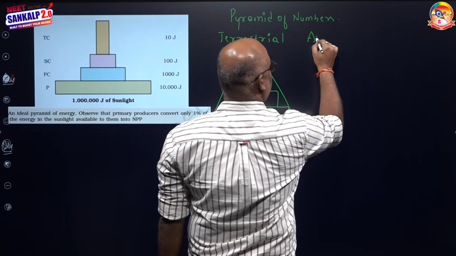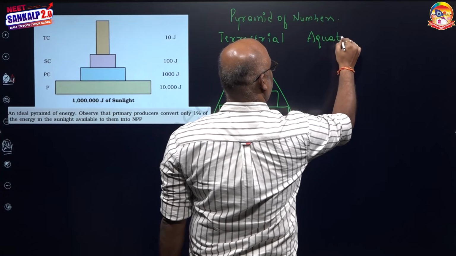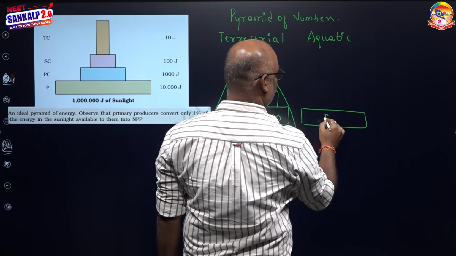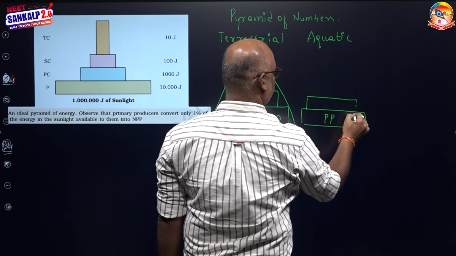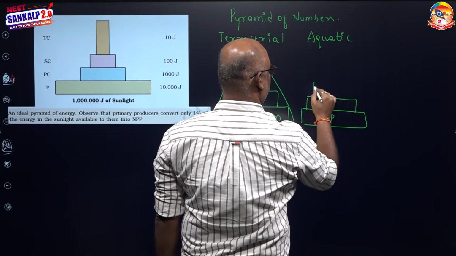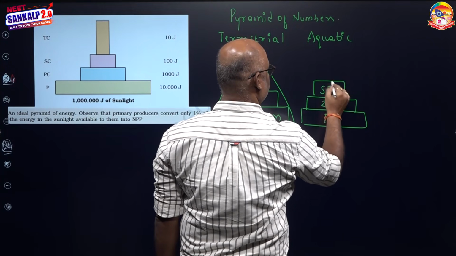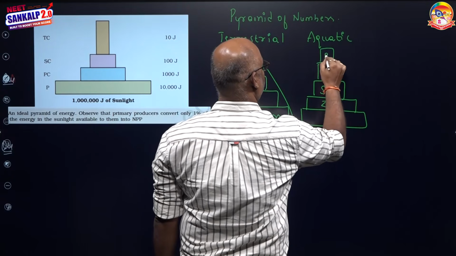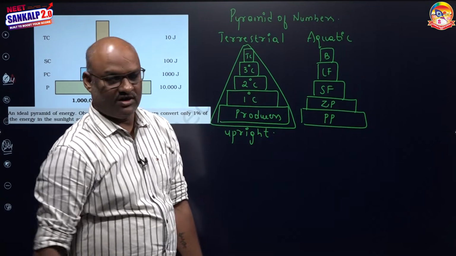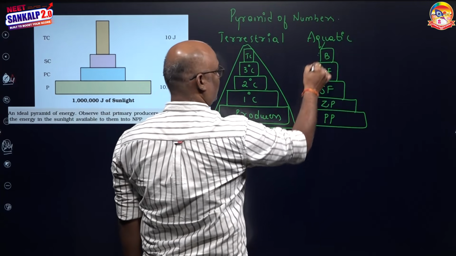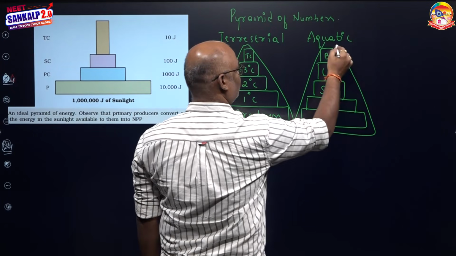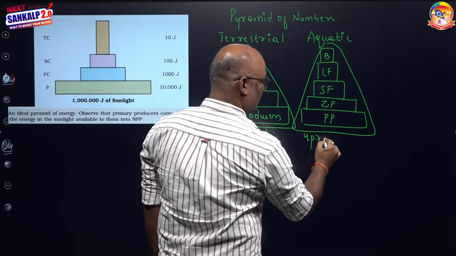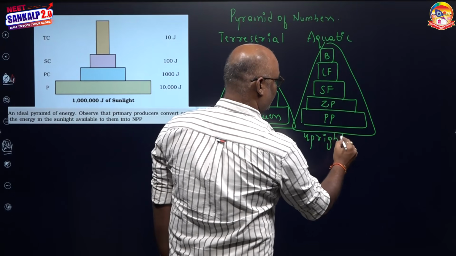In the aquatic ecosystem also, there are a huge number of phytoplanktons, then a smaller number of zooplanktons, then fewer small fishes, fewer large fishes, and very few fish eating birds. Now this will form an upright pyramid even in the aquatic ecosystem. The pyramid of number for the aquatic ecosystem is also upright.